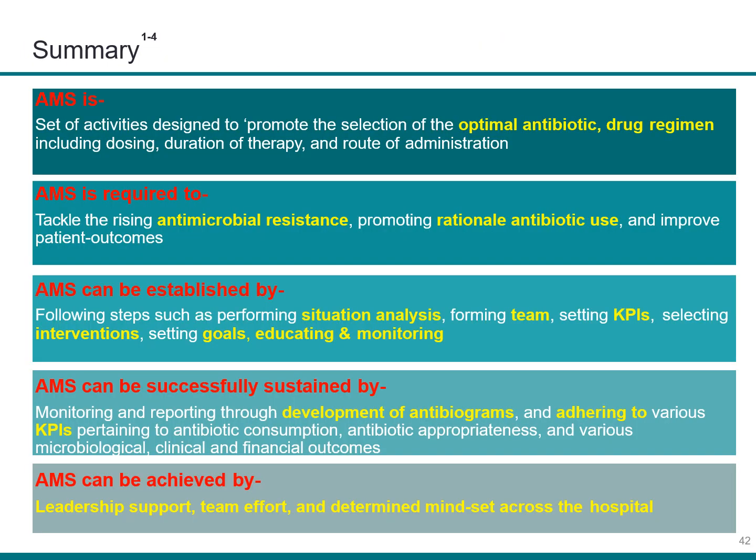To summarize, AMS is a set of activities designed to promote the selection of the optimal antibiotic drug regimen, including dosage, duration, and route of administration. AMS is required to tackle the rising antimicrobial resistance, promote rational antimicrobial usage, and improve patient outcomes. It can be established by following steps such as doing the SWOT analysis, forming the team, setting the KPIs, setting the interventions, setting goals, educating, and monitoring.